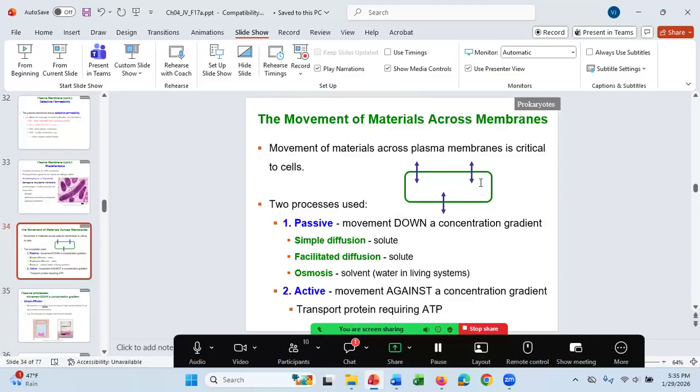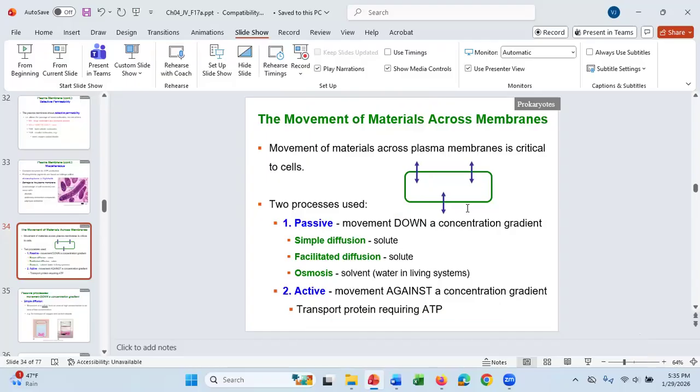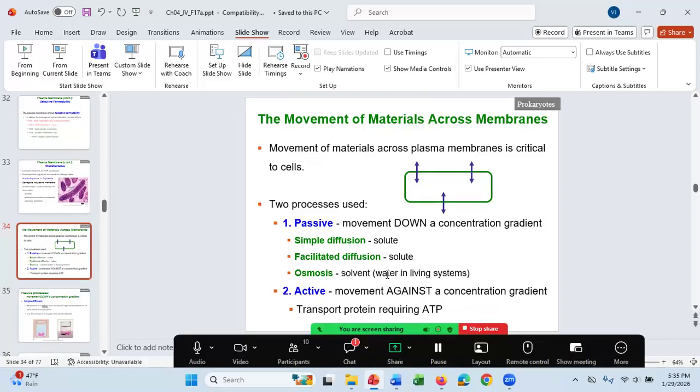and it's always defined as water because water is critical to living cells. We don't have cells in alcohol or olive oil, for example. Although if you did, would that be called osmosis? No, because osmosis is defined as water. I don't know what it would be if olive oil were to move inside the cell. I have to look that up. Any questions about passive processes?